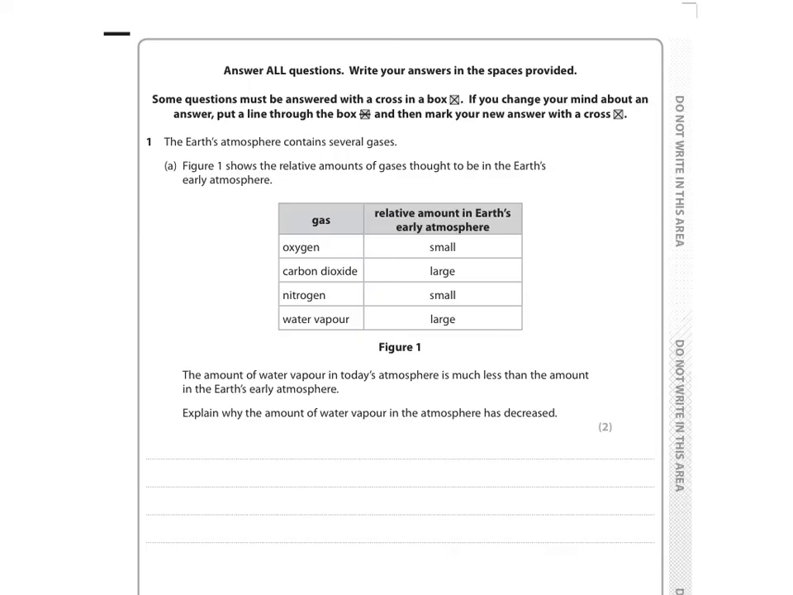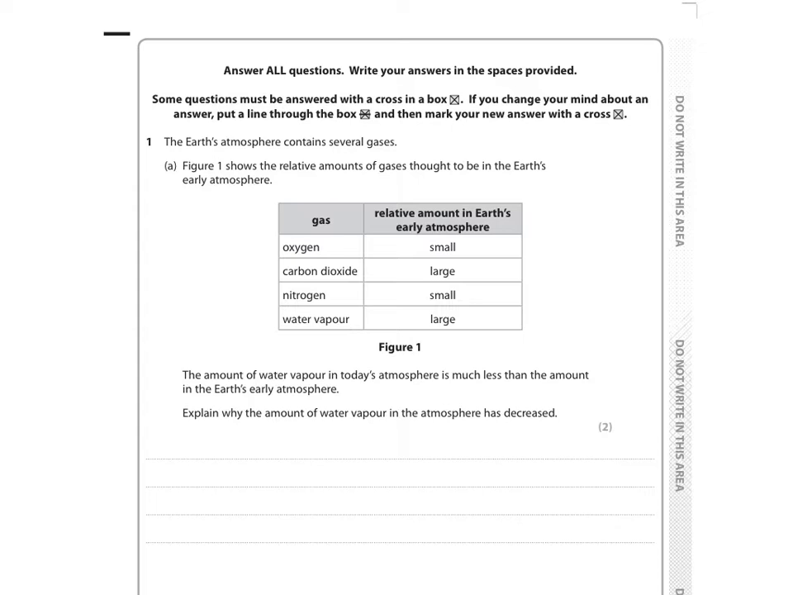Okay, question number 1. The Earth's atmosphere contains several gases. Figure 1 shows the relative amounts of gases thought to be in the Earth's early atmosphere, and then it says that it was mostly carbon dioxide with a small amount of oxygen, a small amount of nitrogen and a large amount of water vapour. It says the amount of water vapour in today's atmosphere is much less than the amount in the Earth's early atmosphere. Explain why the amount of water vapour in the atmosphere has decreased.